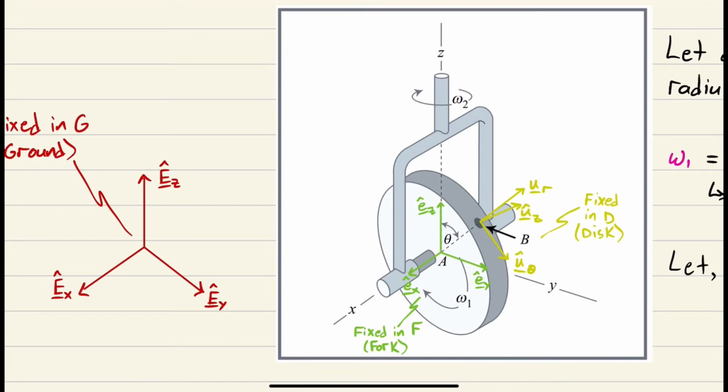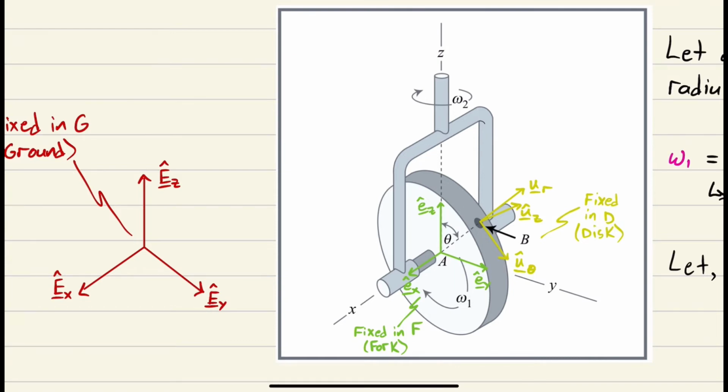And why is A an inertially fixed point? It's because it lies on the axis of rotation of both the fork and the disc, right? Since point A is right here, no matter how those frames rotate, F, the fork and the disc, A is going to stay in its same spot. It's not going to move. It's going to remain inertially fixed.